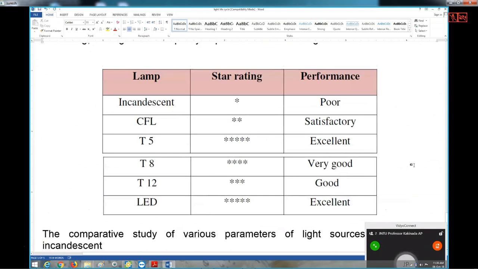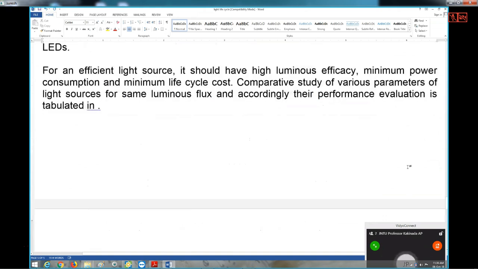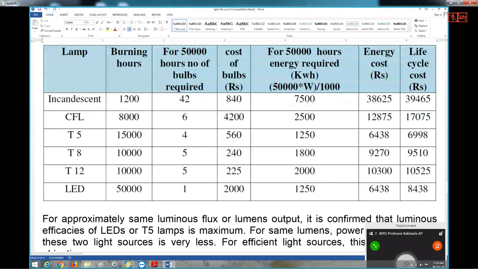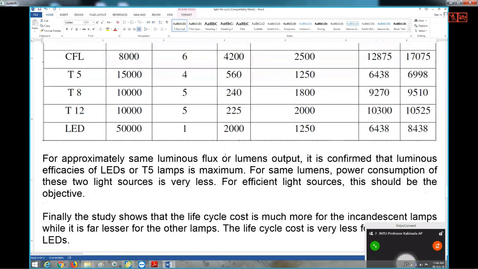Now, here we can compare T5 and LED lamps in star rating. Even though, by the previous example we have seen, T5 lamps have a life cycle cost of 6,998, and LED lamps 8,438, there exists a difference of 1,000 plus rupees. So T5 is to be treated as the best element for the utilization of light source.